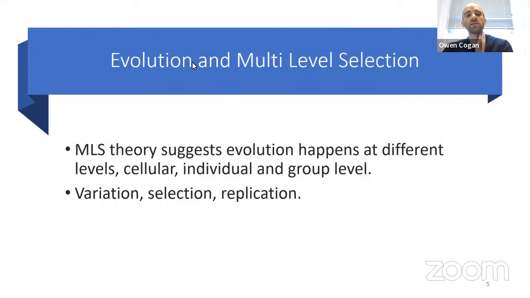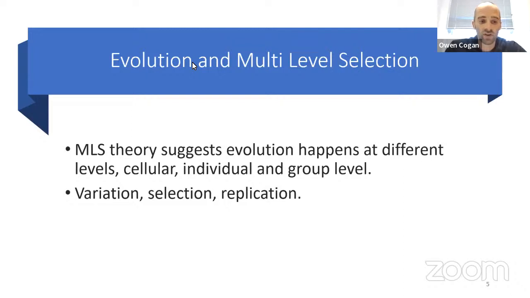So the first thing to introduce is the idea of evolution and multi-level selection. This is one of the core theoretical underpinnings of Prosocial. Multi-level selection is a hotly debated area of evolutionary science, with lots of biologists involved and loads of people talking about it at the moment. It argues that evolution happens at different levels. It happens at the cellular level, it can happen at the level of the individual organism, and it can happen at the group level.